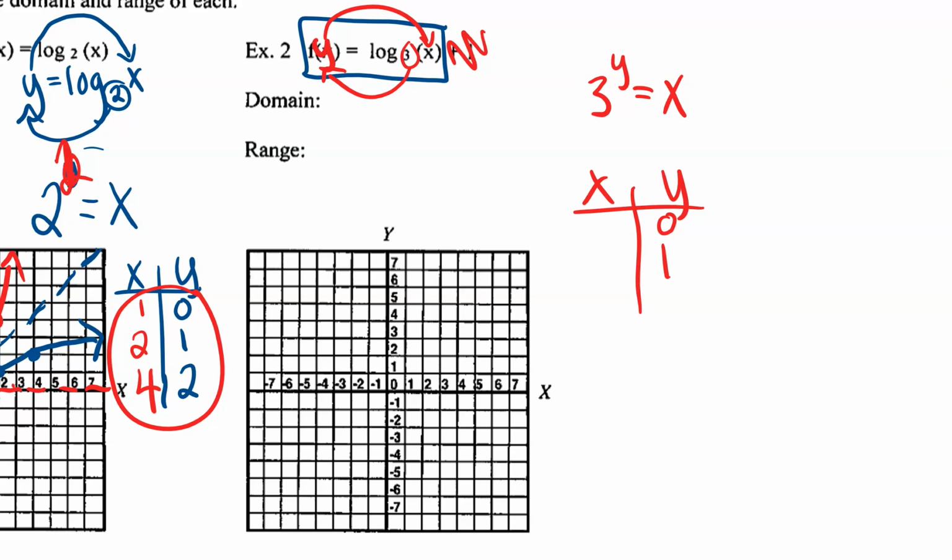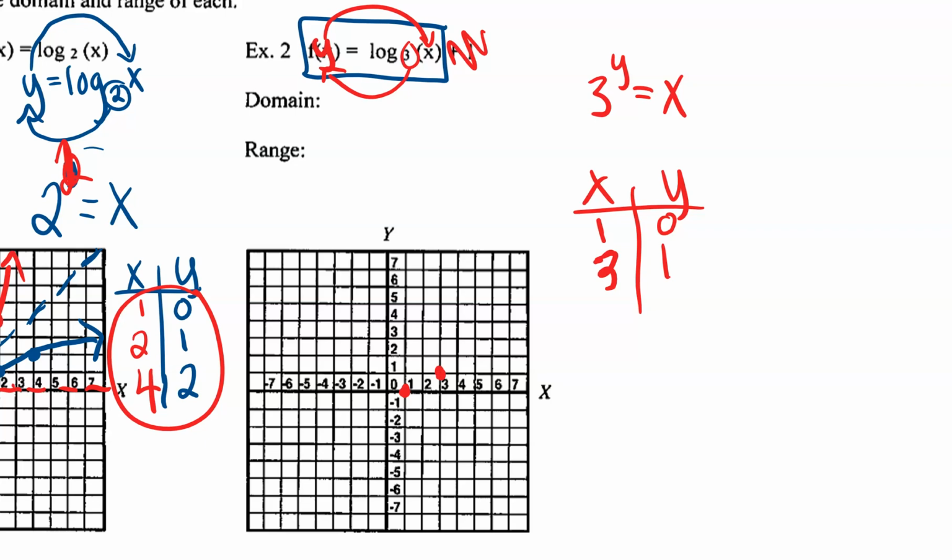When I plug in 0, anything to the 0 power is 1. And then plug in 1, anything to the first power is itself. So that's just going to be 3 still. And then I would graph those points: 1, 0, and 3, 1. Okay. I am almost done.